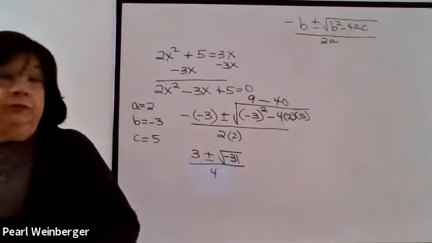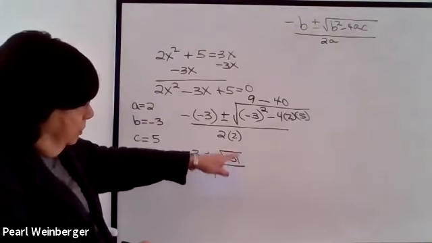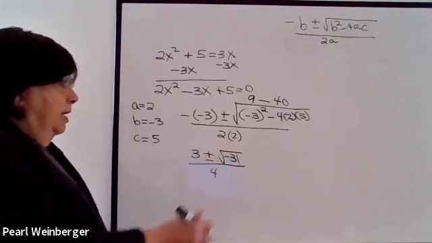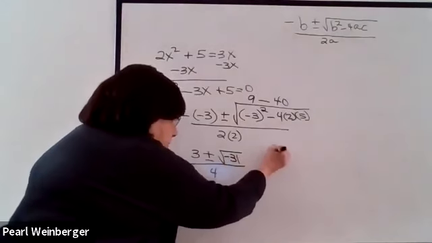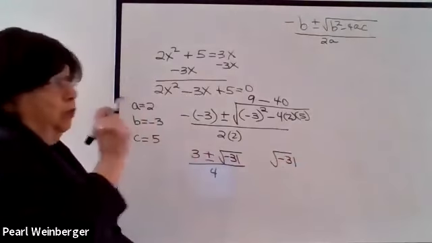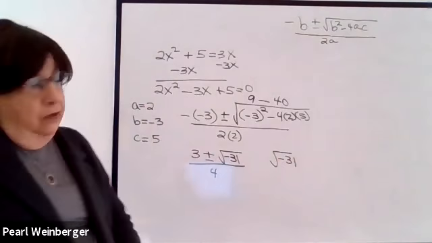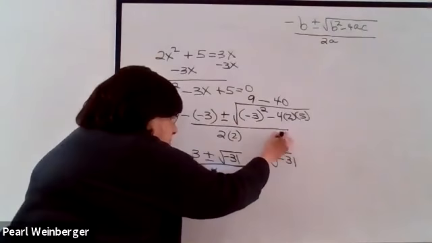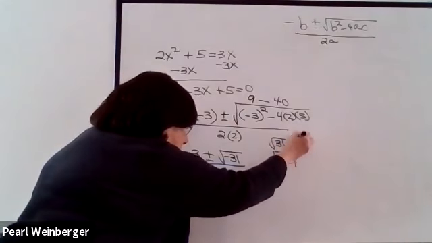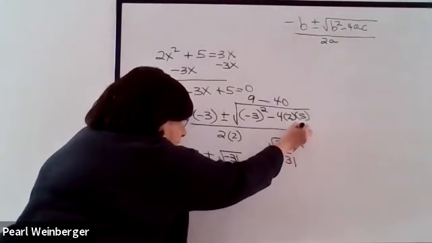And the only thing I really want to still do is see if I can simplify this radical. Now I have the square root, I'm just writing it over here. I have the square root of negative 31. Now remember, when you have a negative inside a radical, you don't leave it with a negative. This is the same as the square root of 31 and the square root of negative 1. And remember this, we just learned about this. The square root of negative 1 is i.